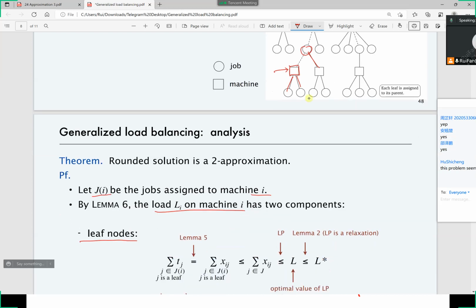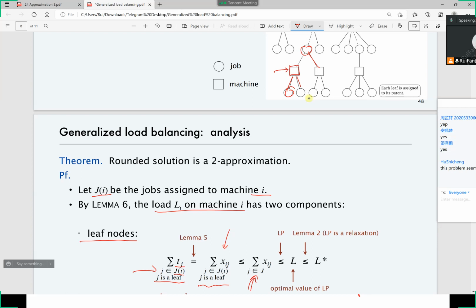What we're going to do is add up over all of the jobs which get assigned to this machine, all of the leaves. We know by the lemma over here that because each of these is a leaf, the x_ij value is equal to the size of that job itself. So we have this equality. And this quantity is of course at most the sum over all the jobs, because here we're summing only over the leaf jobs assigned to machine i, and over here we're summing over all possible jobs.